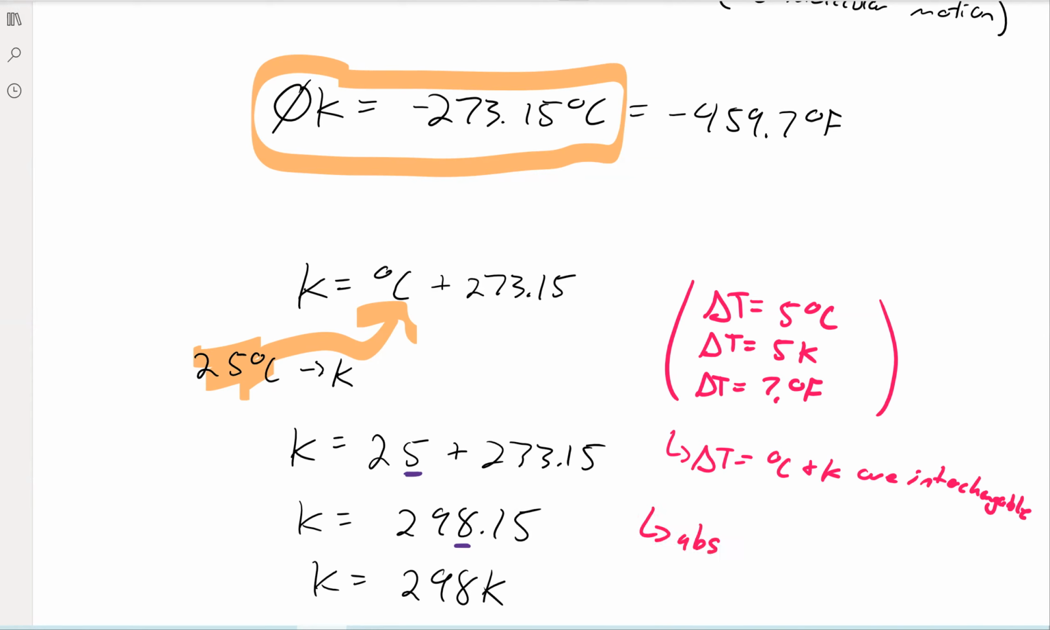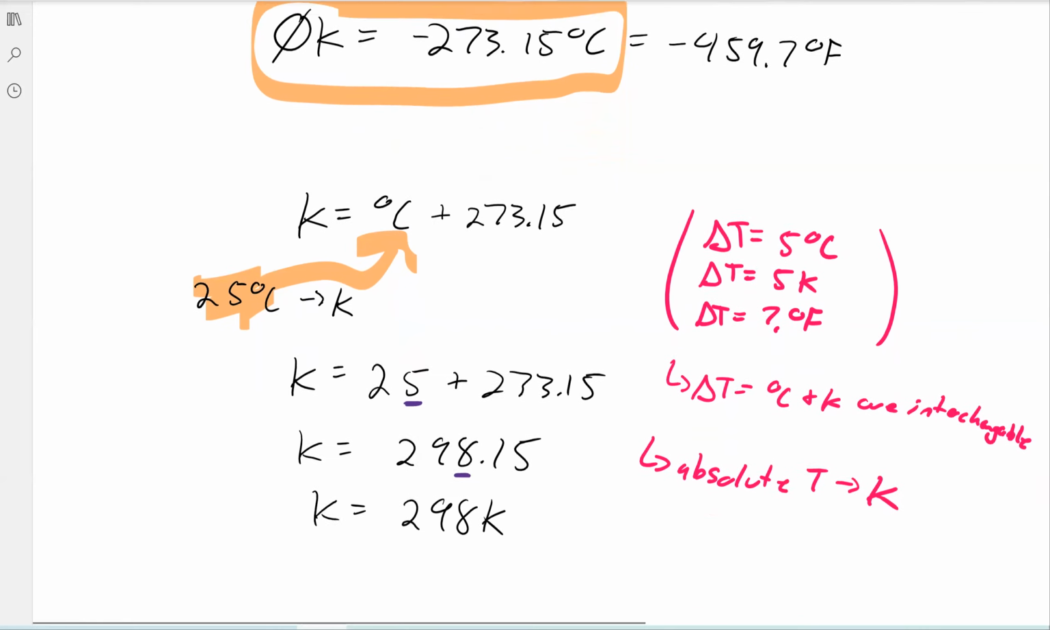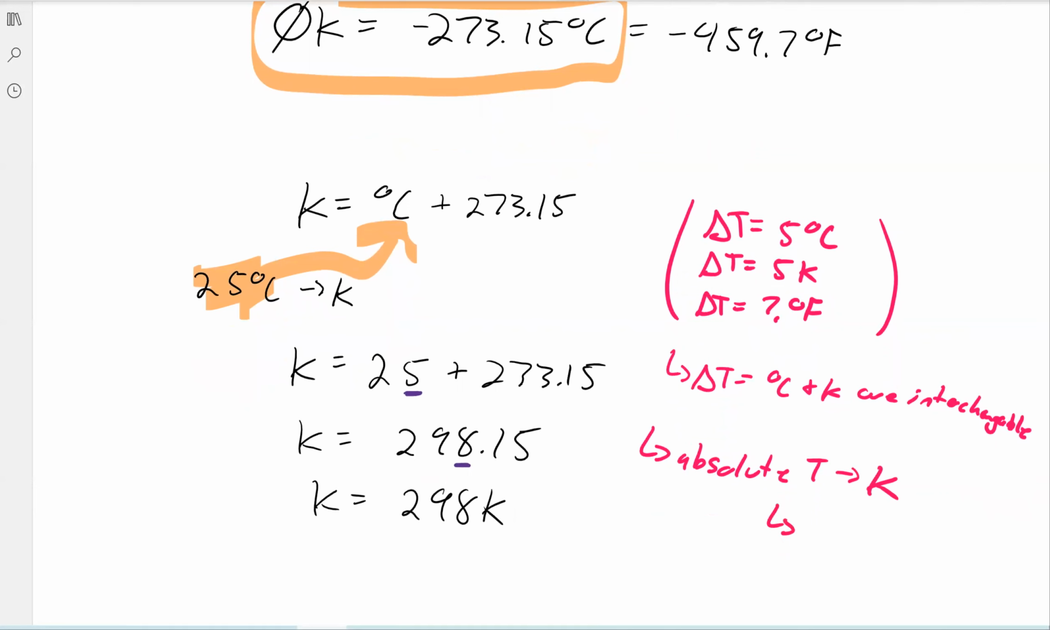When we're talking about absolute temperature, for example, it is currently 25 degrees Celsius, then we have to use Kelvin when we're using scientific equations. And we'll see more of this in the gas chapter. So anyways, takeaway: if it's delta, you can use Kelvin or Celsius. If it's not delta, you have to use Kelvin.